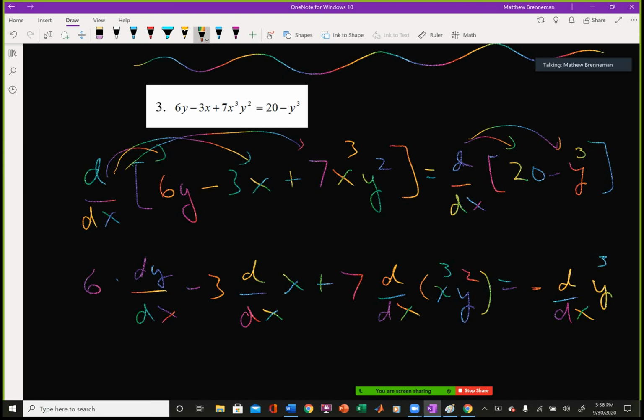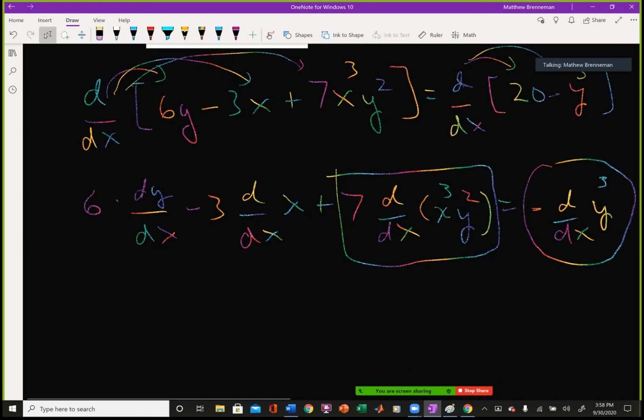Everything in this problem is relatively straightforward with the exception of these two terms. I'm going to have to use implicit differentiation on both of them because I have functions of y. That's when we know we do implicit differentiation. So of course this is y prime, so I get 6y prime minus the derivative of x with respect to x, which is just 1, plus, how am I going to take the derivative of x cubed y squared?